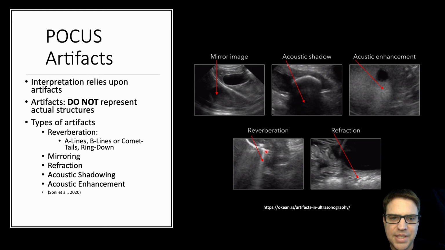Reverberation, such as B lines, you can kind of see a B line here, which we'll talk more about in Module 4. And then refraction, so sound waves come down and actually refract and produce kind of this image off to the side.